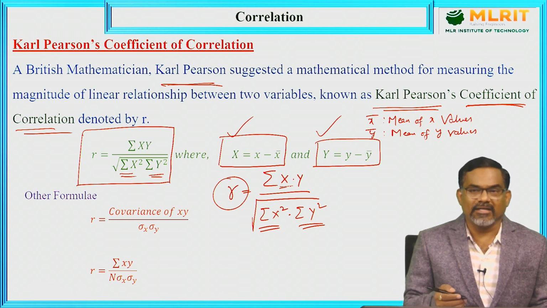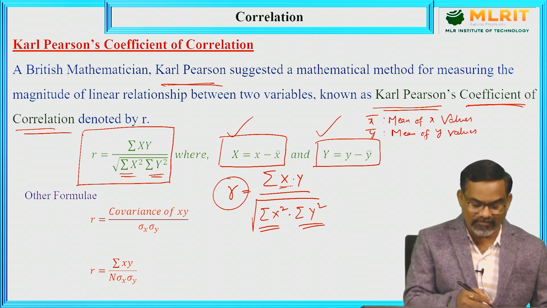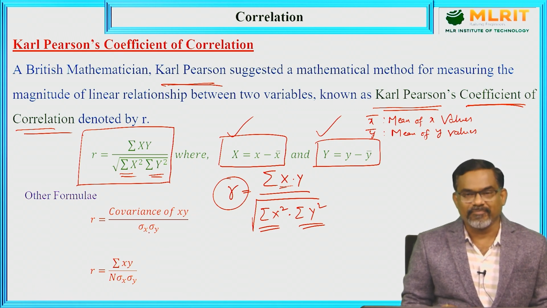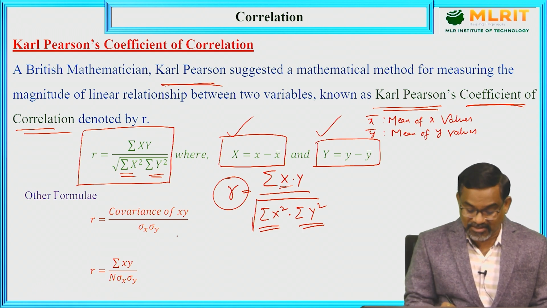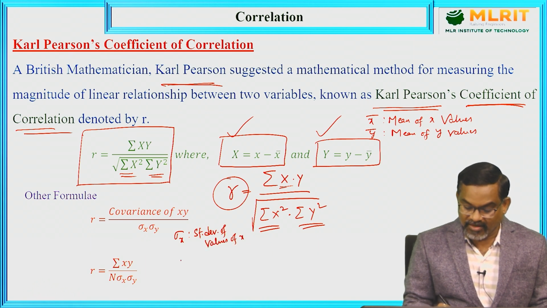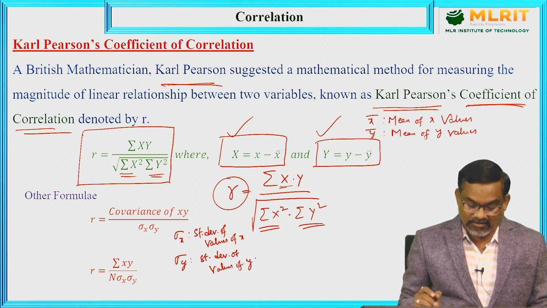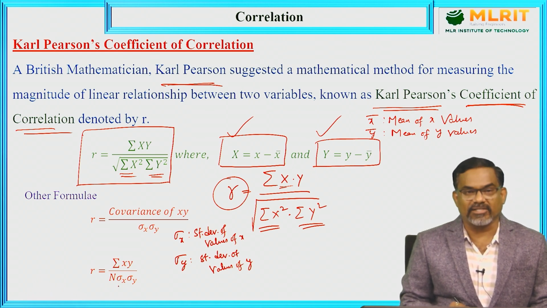And there are many other formulae also to find the coefficient of correlation. Few of those formulae are the covariance of xy by sigma x into sigma y, where sigma x is the standard deviation of values of x, and sigma y is the standard deviation of values of y. And there is another formula, R equal to sigma xy by n into sigma x into sigma y.